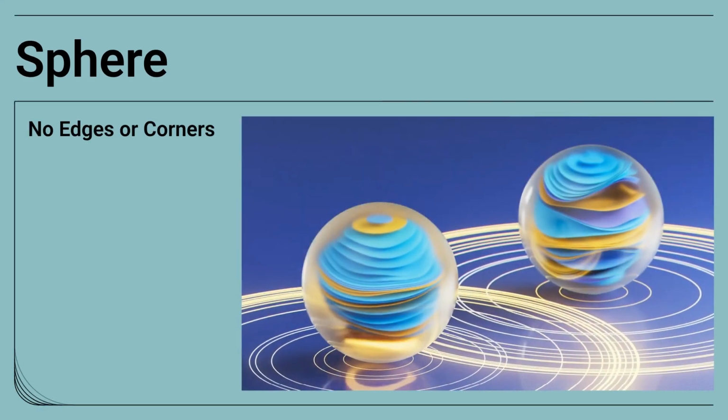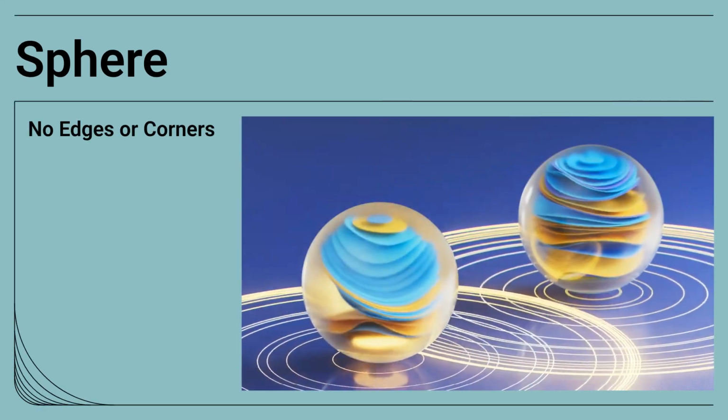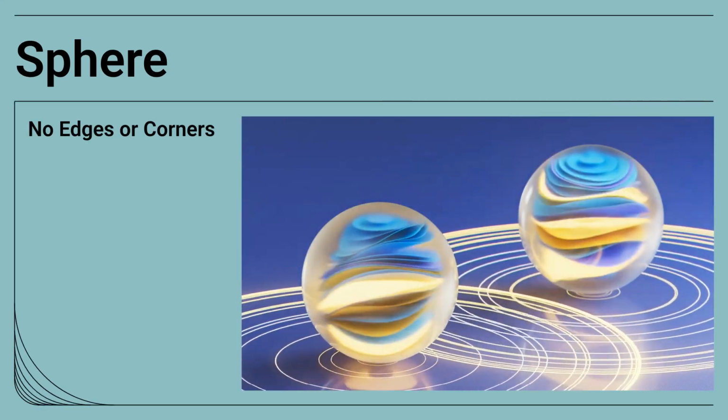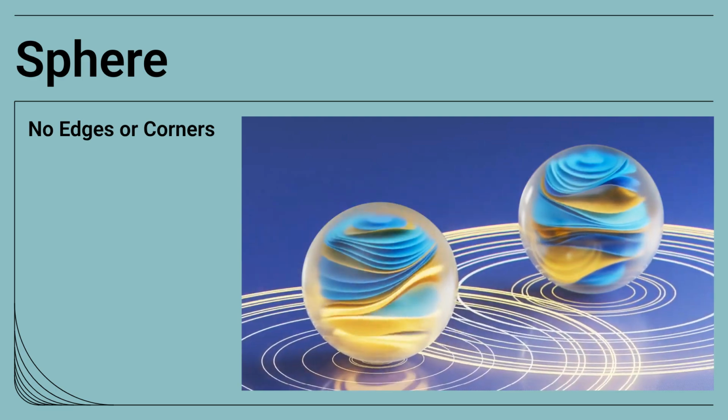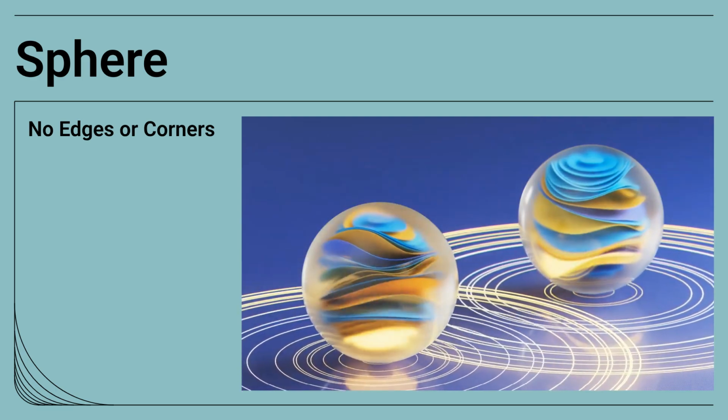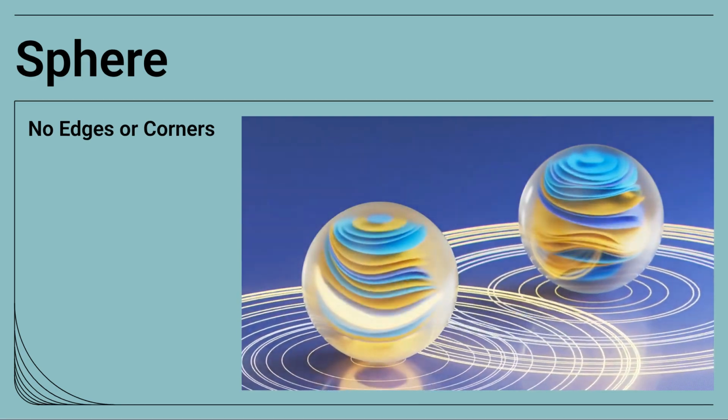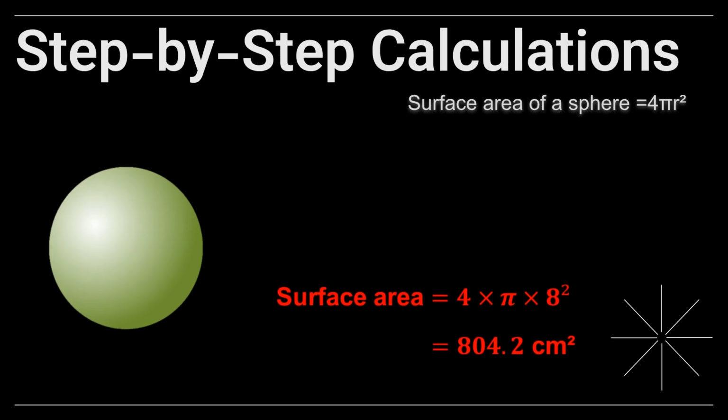Finally, we have the sphere, a shape with no edges or corners, only a smooth, curved surface. Now, let's go through the step-by-step process of calculating surface area. The formula for the surface area of a sphere is 4 times pi times the radius squared.